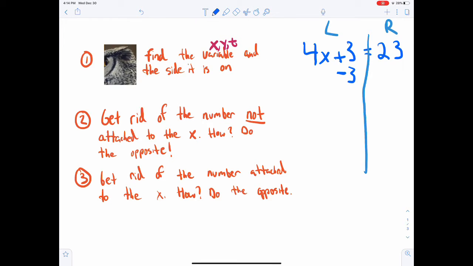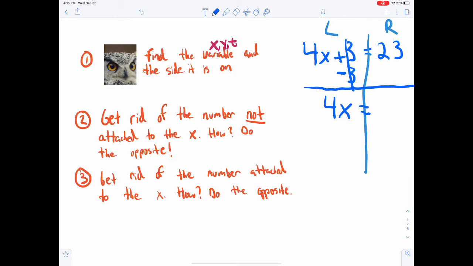We're going to do the opposite, because 3 minus 3 is 0. And since it's 0, it goes away. It's gone. We got rid of it. And all that is left now is 4x. Now, x isn't by itself yet. There's still that 4, but at least we're closer to that goal. We've stripped away, we've gotten rid of the 3.